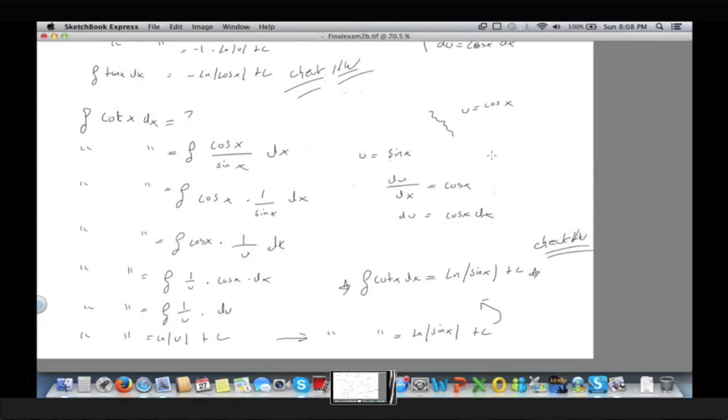Now, here's a tricky question. Is there a sine of x in the integral? We don't care about the negative sign because that's just a constant multiple. But here's a tricky question. Is there a sine x in the integral? No. Now, most people would say yes. They'd say, well, it's right there in the denominator. But that's not the right way to think about it.